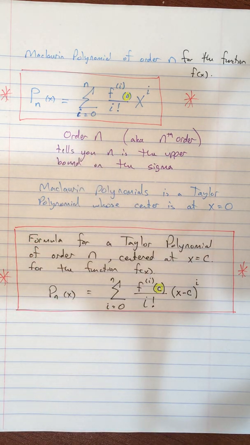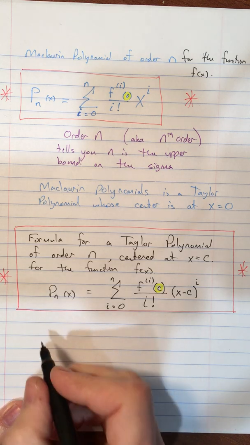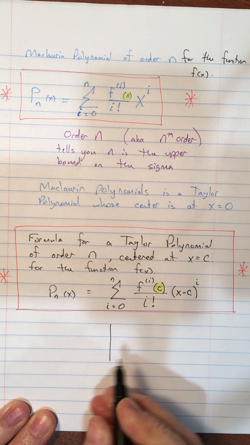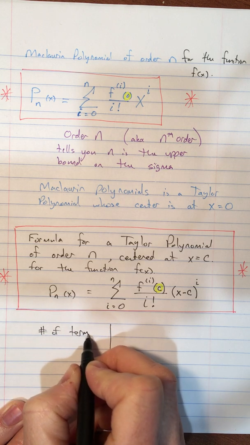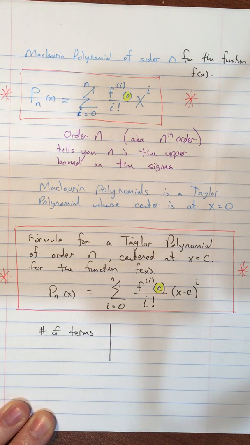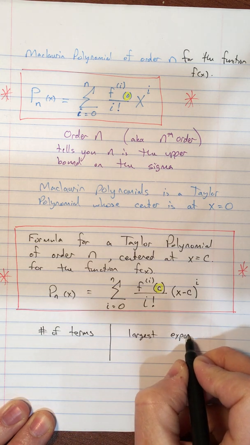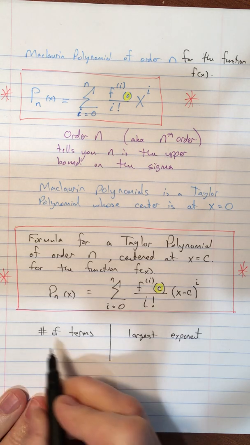Now here's the last bit of vocabulary that you have to be a little bit careful of. Remember when we studied polynomials back in algebra class, we learned to talk about polynomials based on two different characteristics. The first characteristic was the number of terms. And the second characteristic was the largest exponent. Okay? The number of terms and the largest exponent. We talked about polynomials based on those two things.